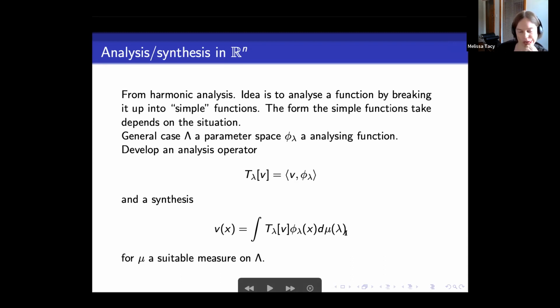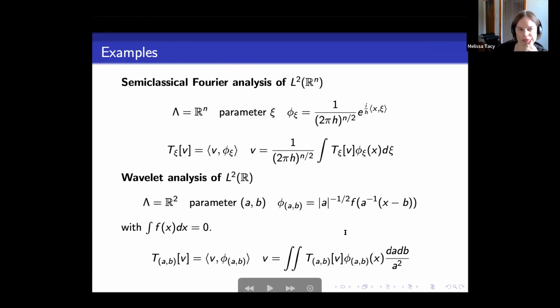So we'll move into the more concrete ones that I'm interested in. The first one is a semi-classical analysis. This is very much like the standard Fourier analysis. It just has this factor of H through everything. So my parameter space is Rn, and my analysis parameter is xi. My analysis function is the plane wave in direction xi. So if this were the standard Fourier transform, this would be the same as setting H equal to 1. But I want to get that scale in here.